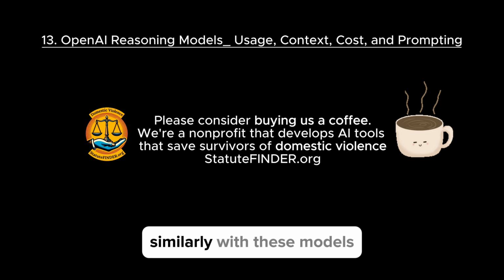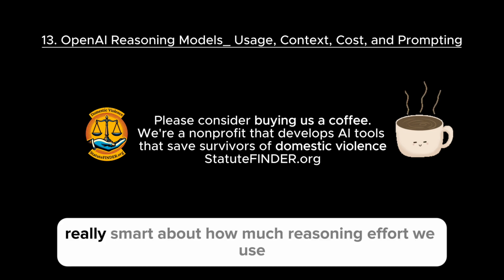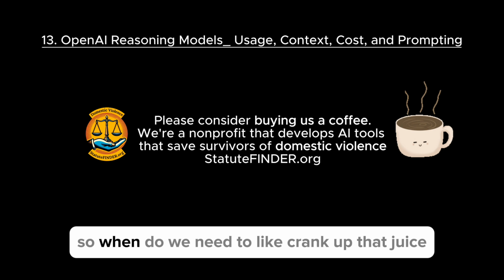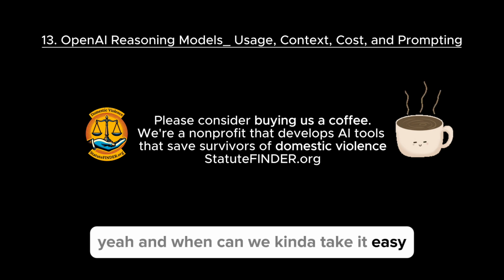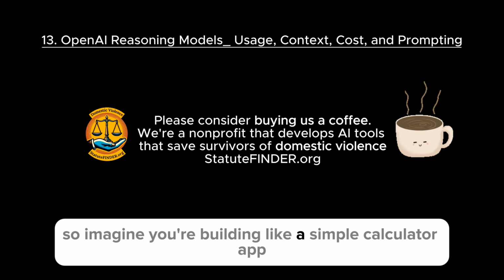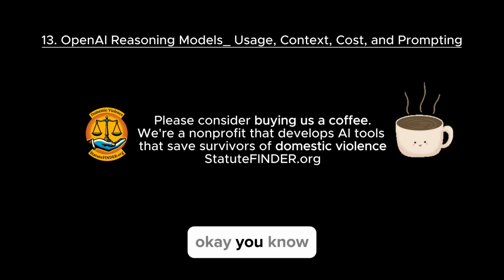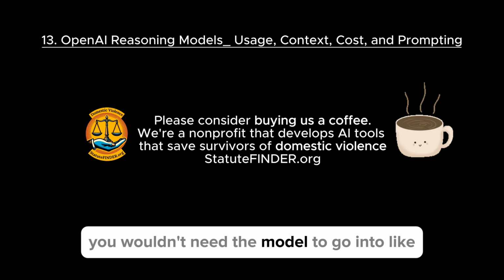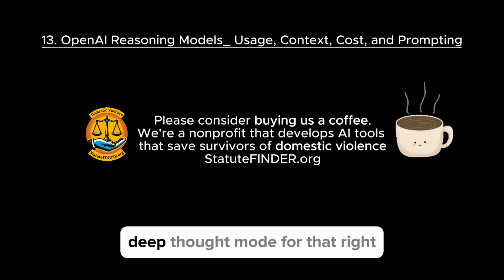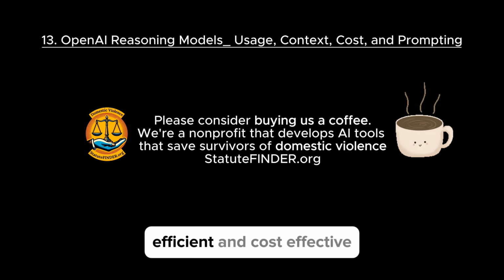Similarly, with these models, we can be really smart about how much reasoning effort we use for different tasks. So when do we need to crank up that juice? And when can we take it easy? Imagine you're building a simple calculator app, adding, subtracting, basic stuff. You wouldn't need the model to go into deep thought mode for that. Setting the reasoning effort to low or medium would be perfect. Quick, efficient, and cost effective.